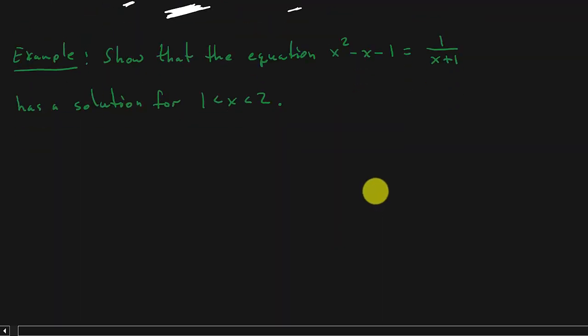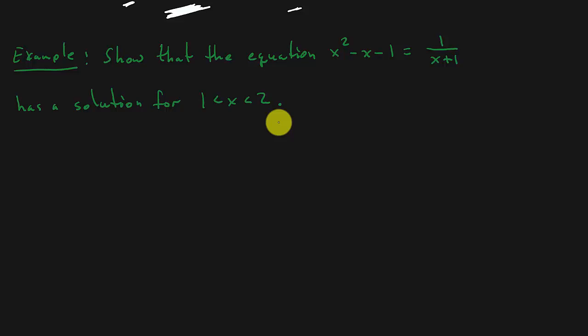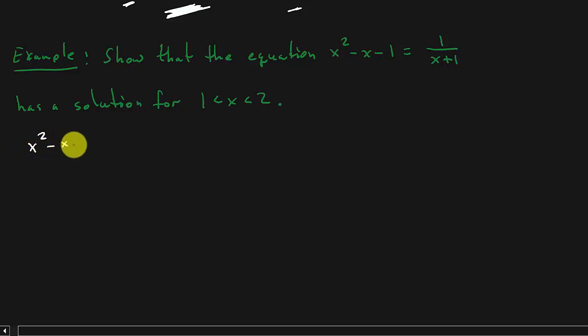It says, show that the equation x² - x - 1 = 1/(x + 1) has a solution between 1 and 2. We want to show that there's a solution between there. So how are we going to do that? Well, the first thing we're going to do is take x² - x - 1 = 1/(x + 1) and move that over. So that's x² - x - 1 - 1/(x + 1) = 0.